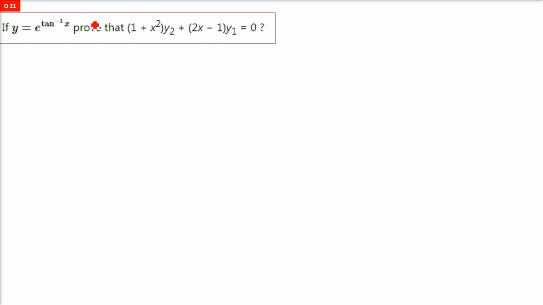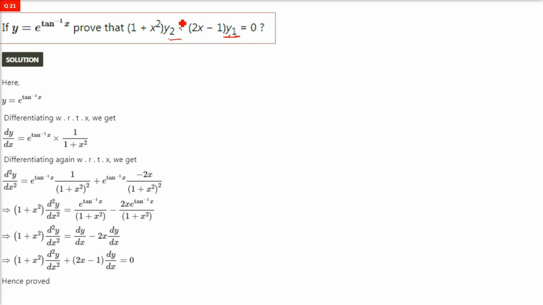Now let me tell you that when you attempt this kind of question, you have to be well versed with the differentiation results. If you don't know the differentiation properly, you can head back, revise it, and then come back here again. y1, y2 you already know. y1 is dy by dx, y2 is d2y by dx2. So we have y equals e to the power tan inverse x. This is a kind of simple question. You can just go ahead with the next question, but those who want to understand, let us do it.